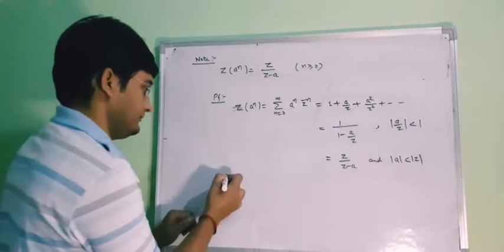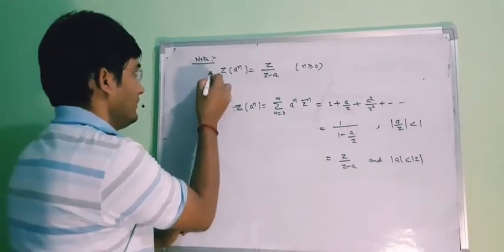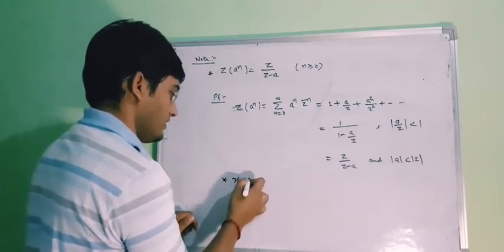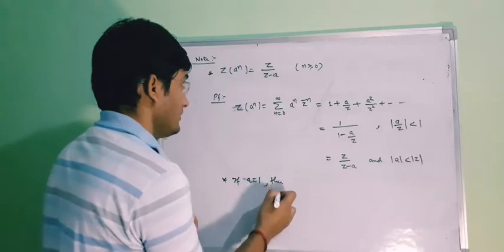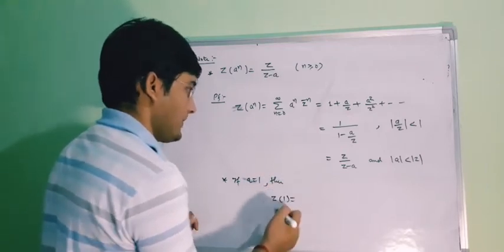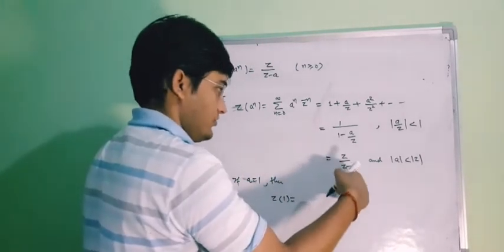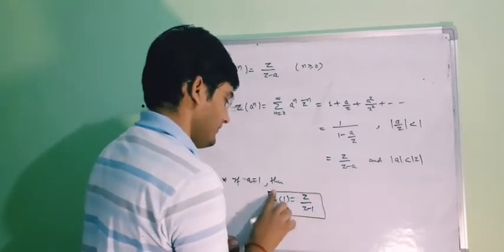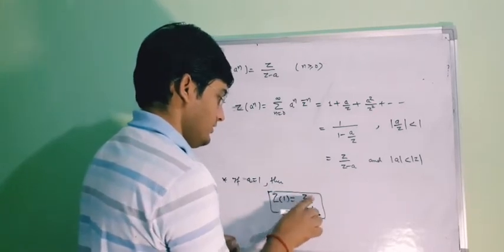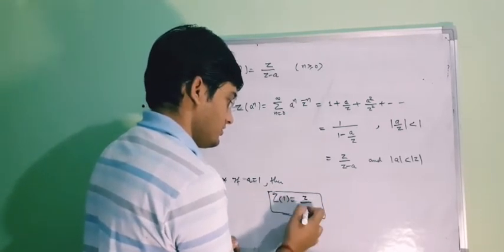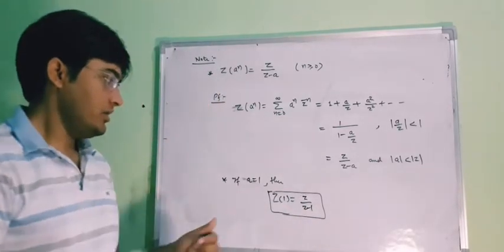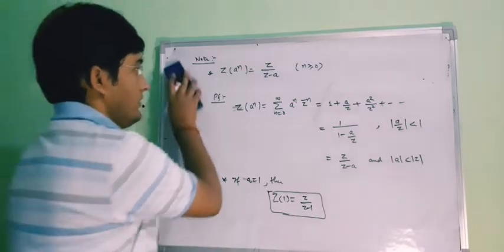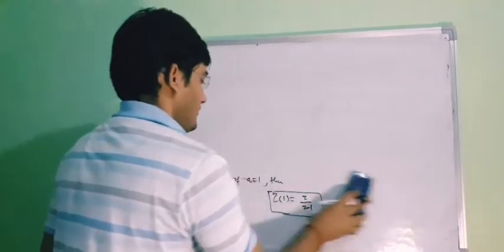Now if a is 1, then the Z transformation of 1 will be, put a as 1. So the Z transformation of 1, here use the capital Z and this one is your small z, is Z upon Z minus 1. Now we have the formula.